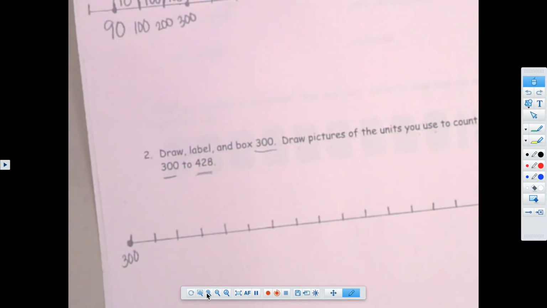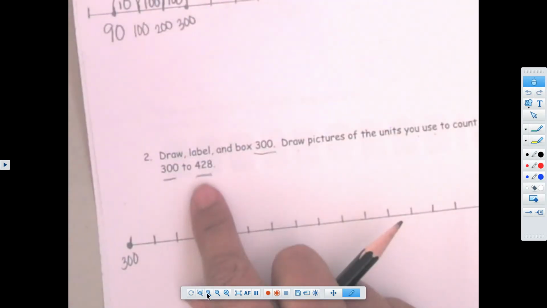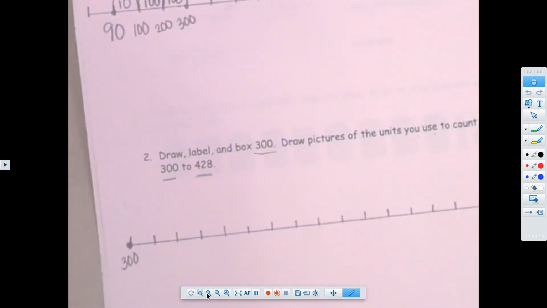Alrighty. Okay, so we are at 300 and we need to get to 428. Should we hop by ones? And raise your hand, don't yell out. Ones, tens, or can I use a whole 100? Raise your hand if you know. Don't yell out, please. Okay, Matthew, what do you think?